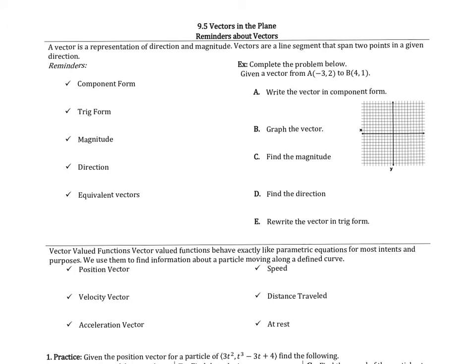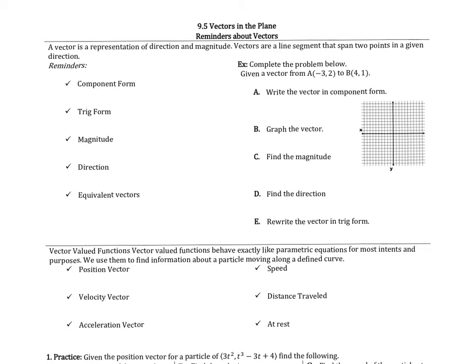All right, 9.5 is about vectors in a plane. So we're going to start with some reminders about what a vector is, some notation and different things, and then we're going to tie the idea of a vector basically to a parametric equation and look at the calculus surrounding that. So let's start just by redefining a vector.